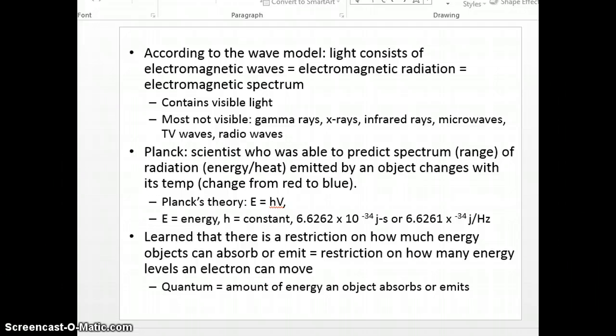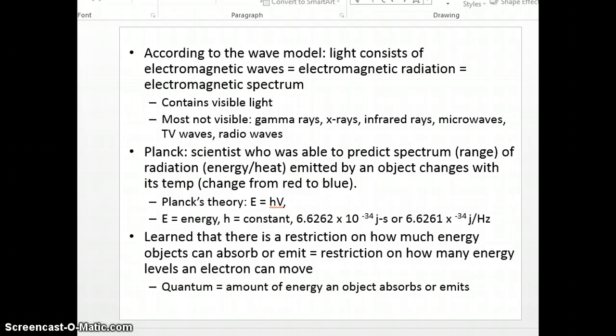When electrons move to different levels, depending on whether they're going up or down, heat is either absorbed or given off. And these electrons can't move as much as they want. They're restricted on how far they can move within their shell. So the reason that there's a limit on how much energy an object can give off or take in is all about the electrons and how far they are moving.